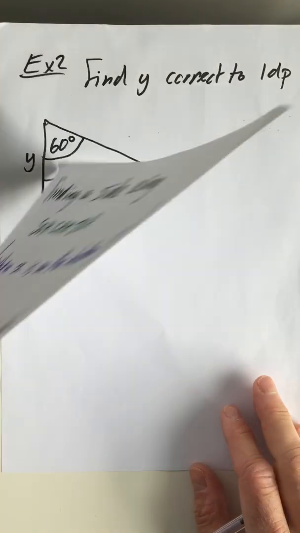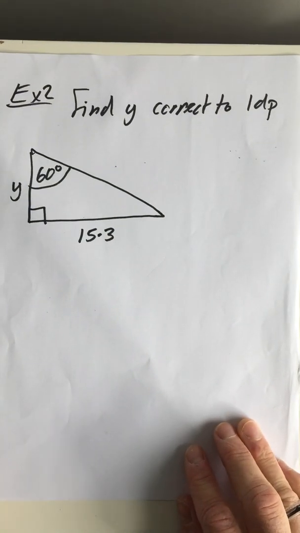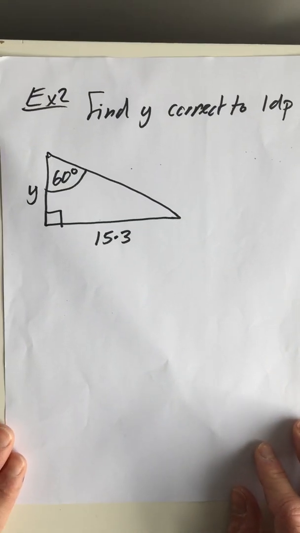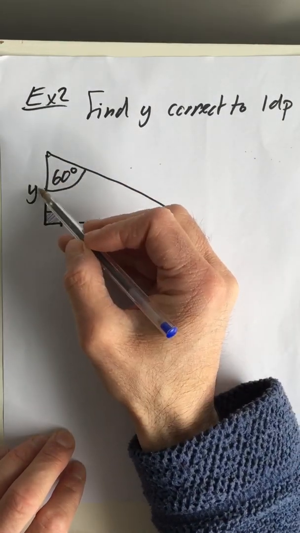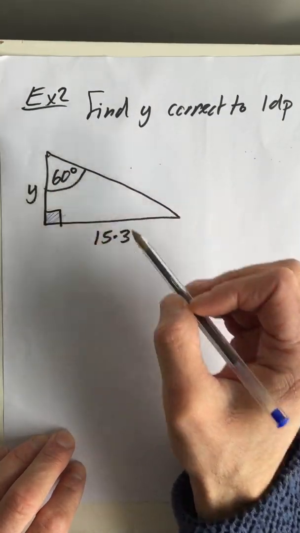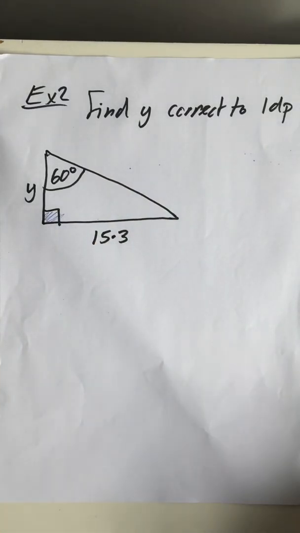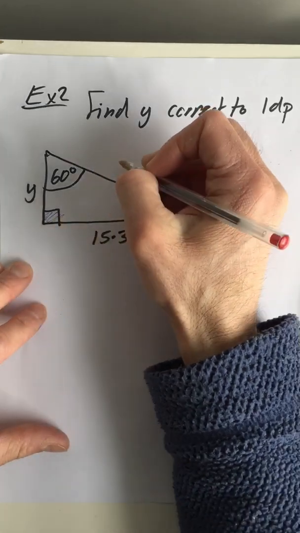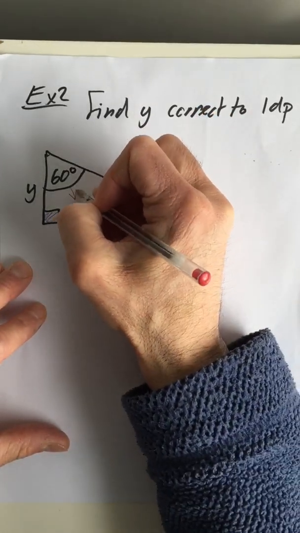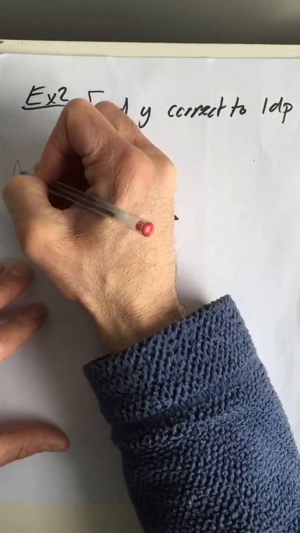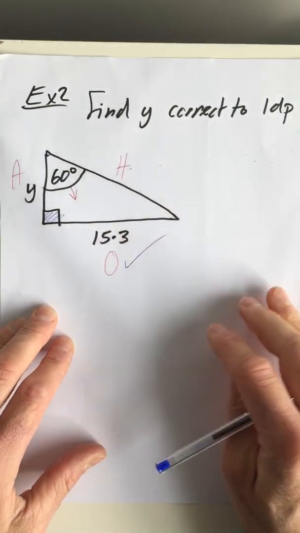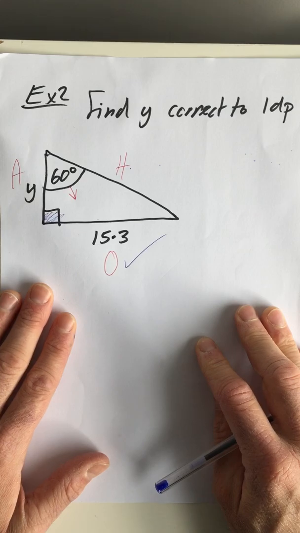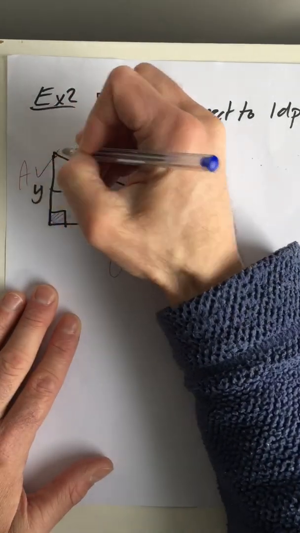The second example. Find y correct to 1 decimal place. So here we have a right angle triangle, and y is a mystery length. We know this angle here is 60. We know this is 15.3 long. First step is we label our triangle. This is H up here. Because we know 60, this is O, and then this is A. We then tick the one that we know. We know O, and the one that we would like to find out, which is A.